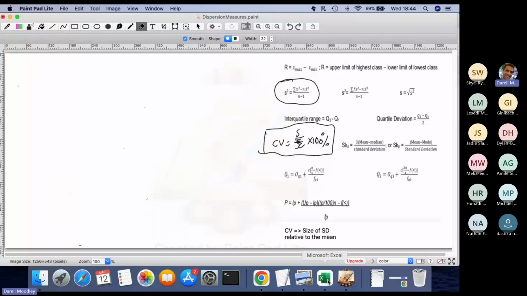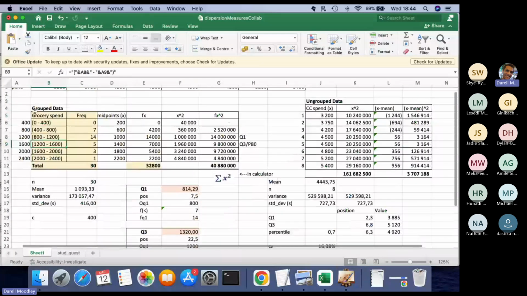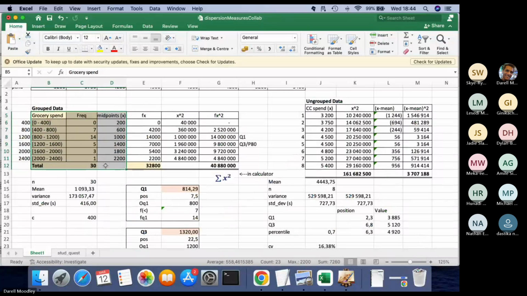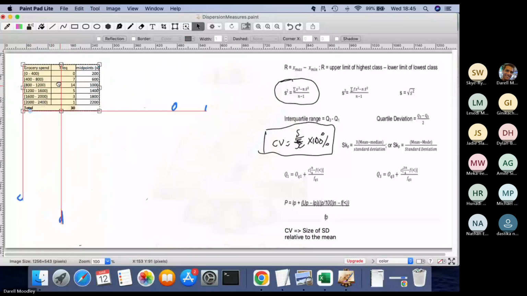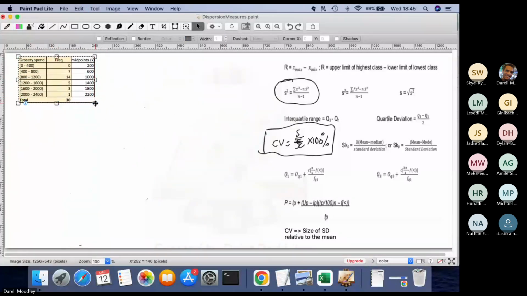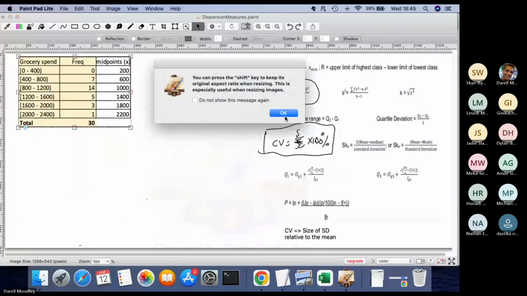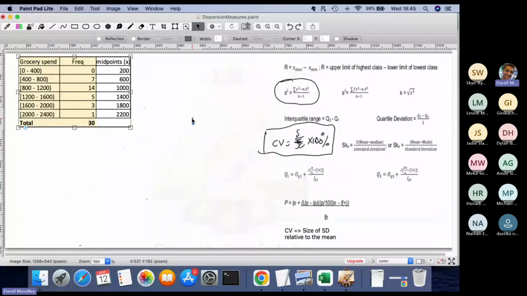Okay, so let's say we've got some grouped data. Here, I'll copy this first. All right, so what we have is the same data we had last week. We had grocery spending, right? And we used this for central measures. So typically in your exam, you would be given these two columns, right? You wouldn't be given the third column, but I'll show you how to work that out. And we've done that last week.